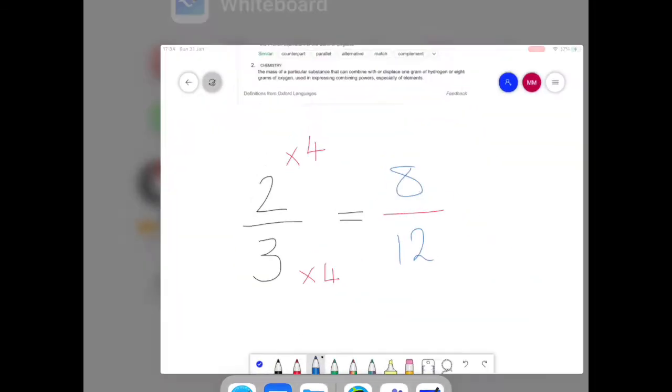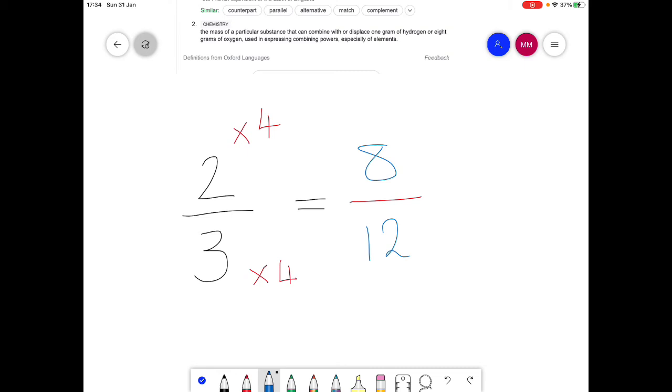So we're using, remember boys and girls, our multiplication skills to find equivalent fractions today. So top tip, you must multiply the numerator, the top number, and the denominator, the bottom number of the fraction, by the same number to create your equivalent fractions, okay?